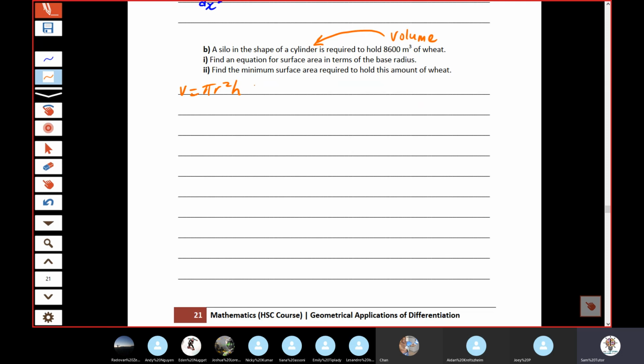2 pi r squared is the circles. 2 pi r h is the curved.